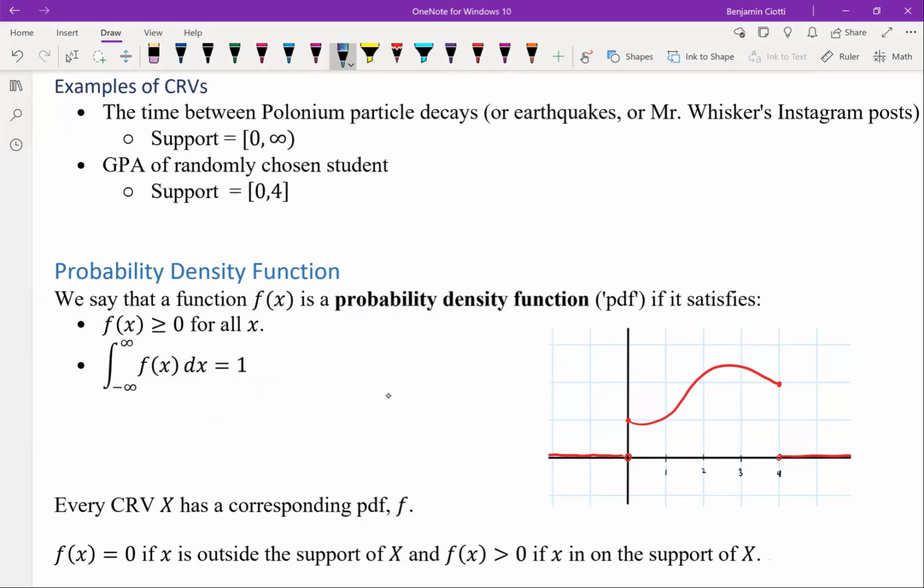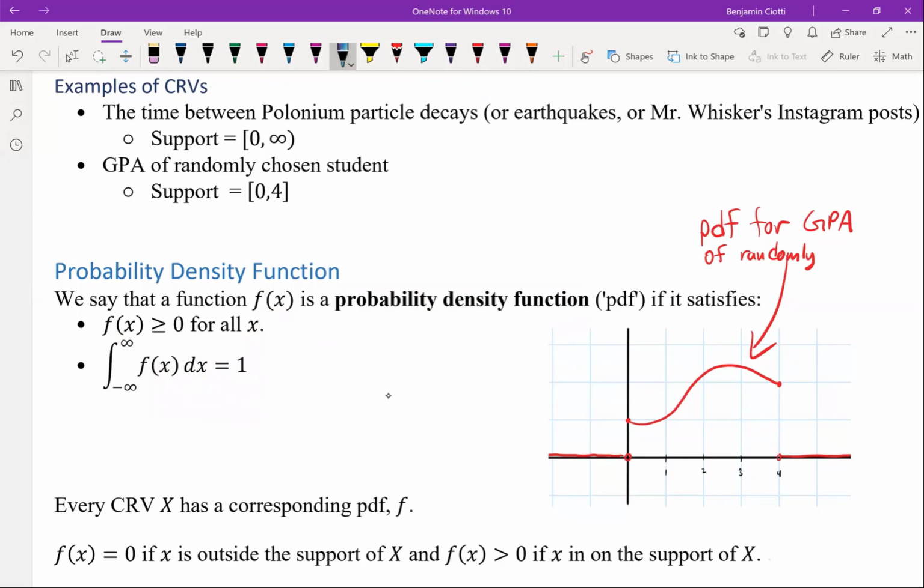So let's look at this example right here. That's an example of a probability density function. Let's say it represents GPA. Okay, so let's say that this is the probability density function, that's my abbreviation for probability density function, for the GPA of a randomly chosen student. You can see that its support is from 0 to 4 because the function is 0 outside of the support.